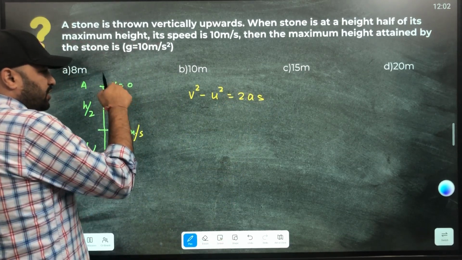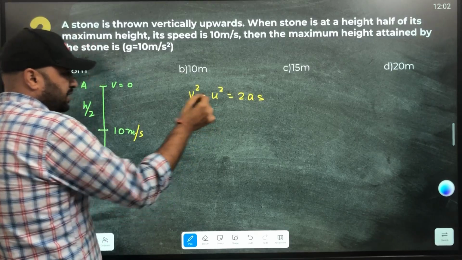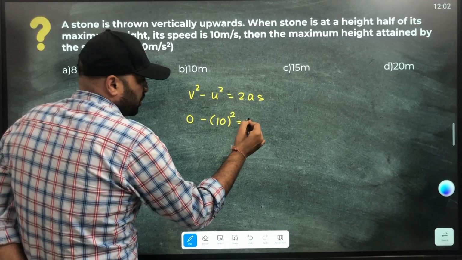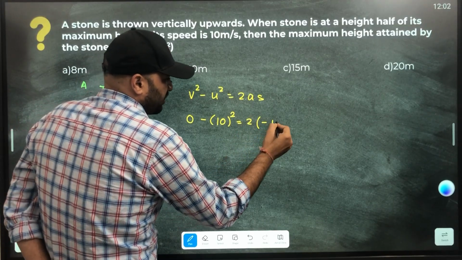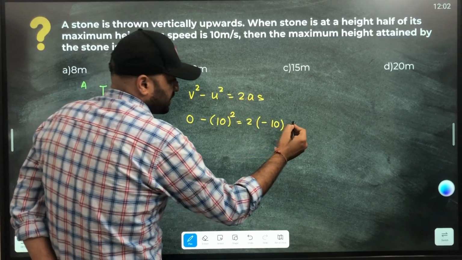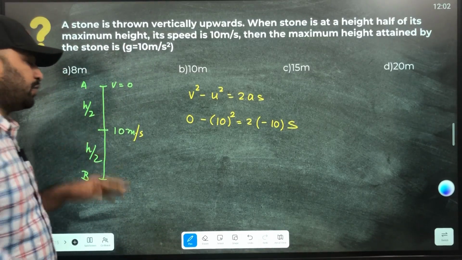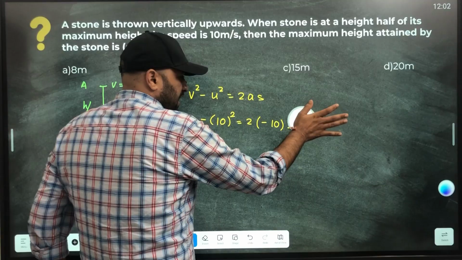So what is the final velocity at point A? 0. What is the initial velocity? 10 meter per second. So let me just write here 10 square. 2 into acceleration, minus 10. Why minus 10? Because it's going up. Distance, we have to find s. Now here the distance s is h by 2, so I'm just writing s as h by 2 here.